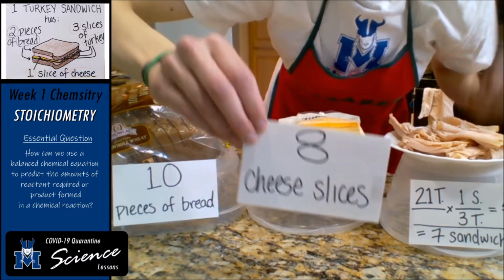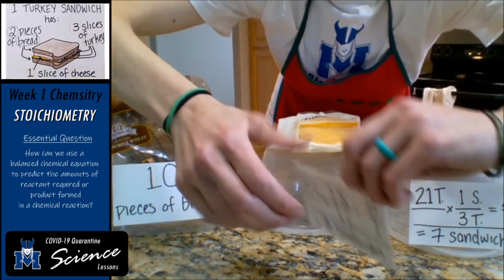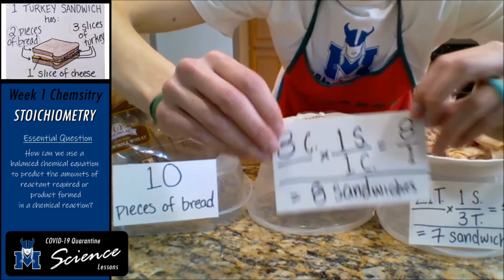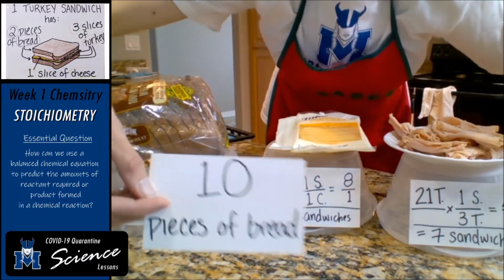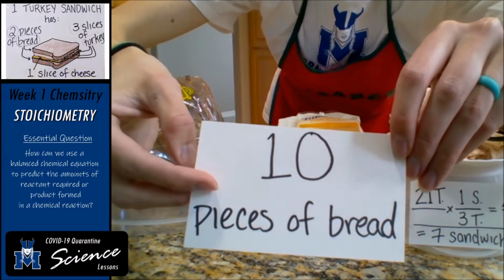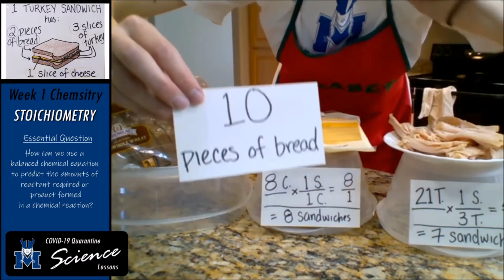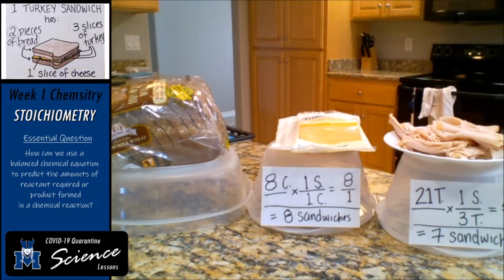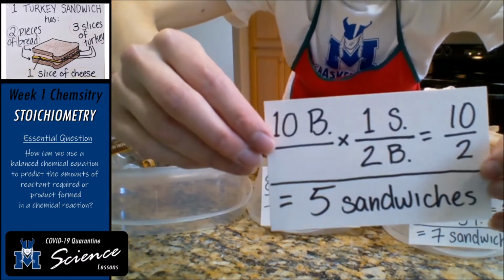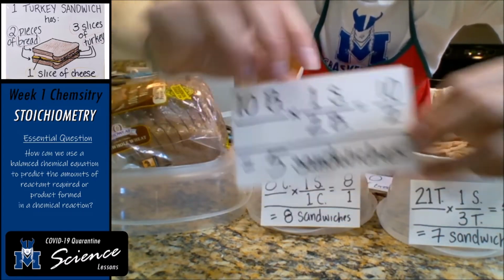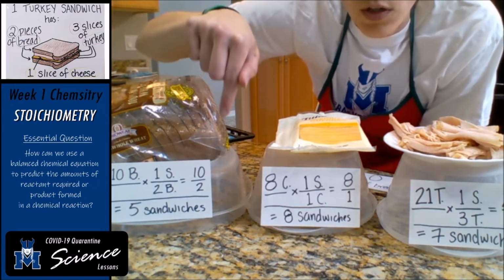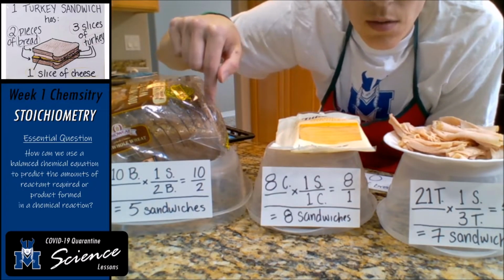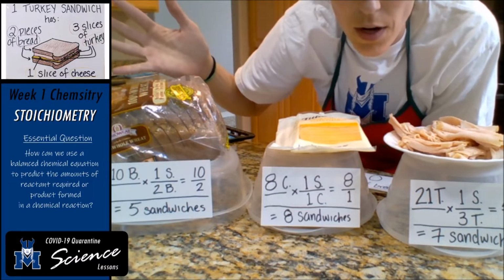With our 8 cheese slices, if there's 1 slice of cheese per sandwich, then we can make 8 sandwiches. And then the bread: if we have 10 pieces of bread and require 2 pieces of bread for each sandwich, we can make 5 sandwiches. Okay, so 5 is the least amount. We can only make 5 sandwiches because we will run out of bread after that.